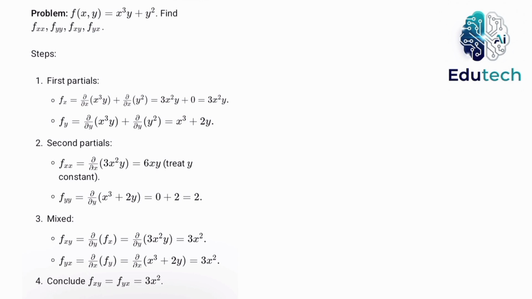fyx is equal to ∂/∂x of fy, that is ∂/∂x of x³ plus 2y. So we get the answer 3x². So we can conclude fxy is equal to fyx is equal to 3x². So we can move on to the last question.